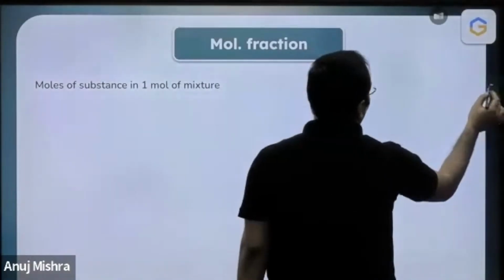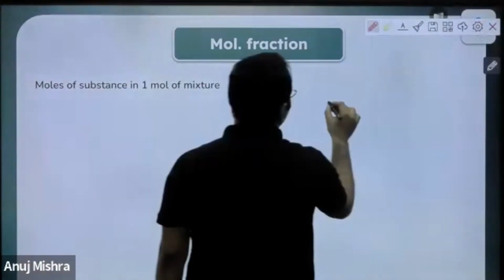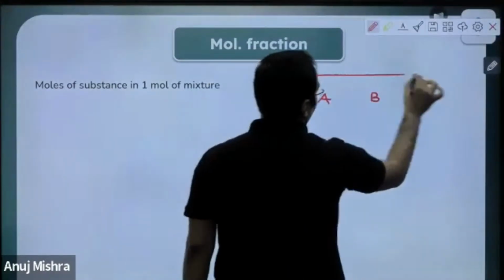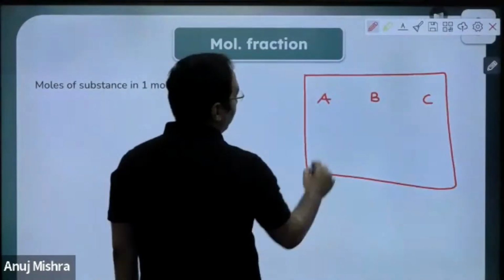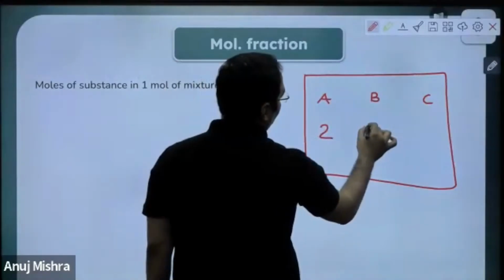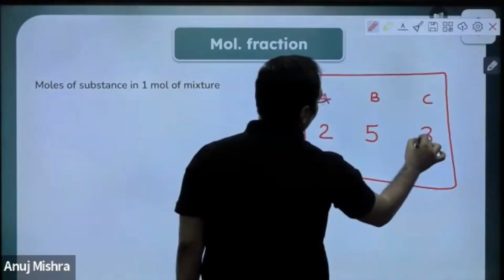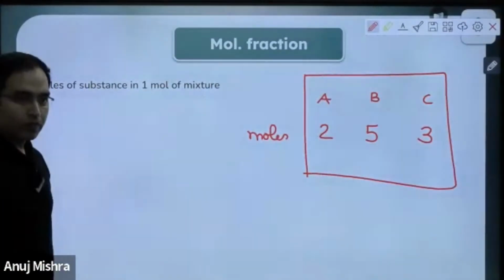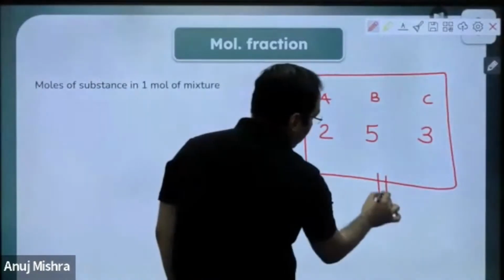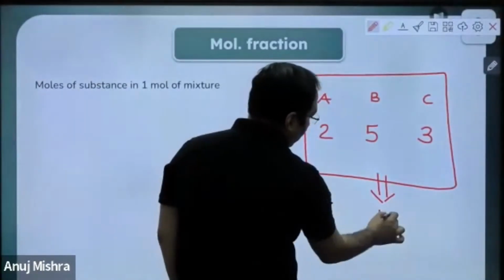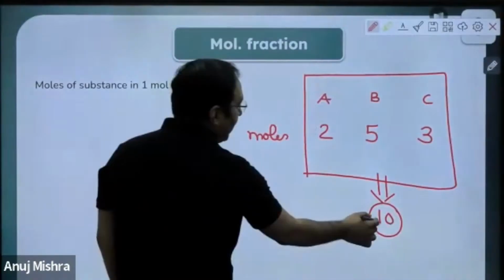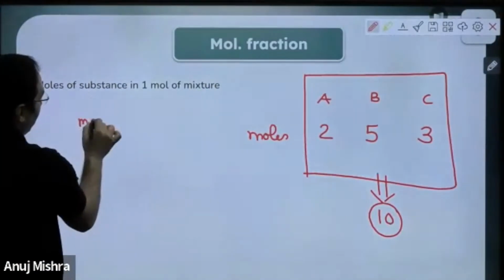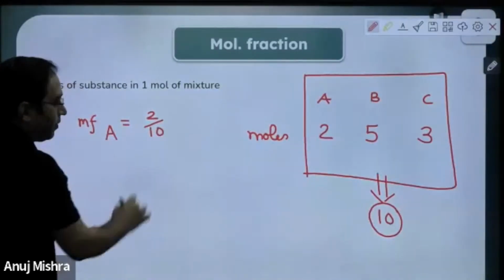अब मैं आपको एक दूसरा क्वेश्चन पूछता हूं. Let's say, for instance, you have A, B, and C, and you have 2, 5, and 3 moles of A, B, and C together in one vessel. So can you tell me how many total moles do we have? Very good. अब 10 में A कितना है? 2. So what is the mole fraction of A? 2 by 10. आ गया?